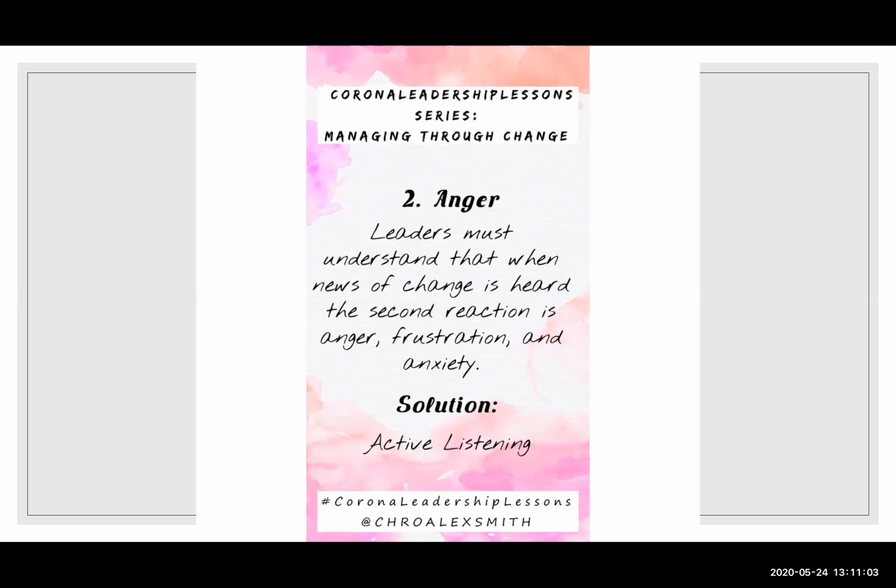The second stage is anger. Because of that resistance to change, there's this reaction of anger, frustration, and anxiety, and so it's at that time where you get venting, just a lot of concern about why the change is happening. That's where, as a leader, focusing on active listening is really important so that individuals know that you care and that you have heard their concerns. So active listening is really important.